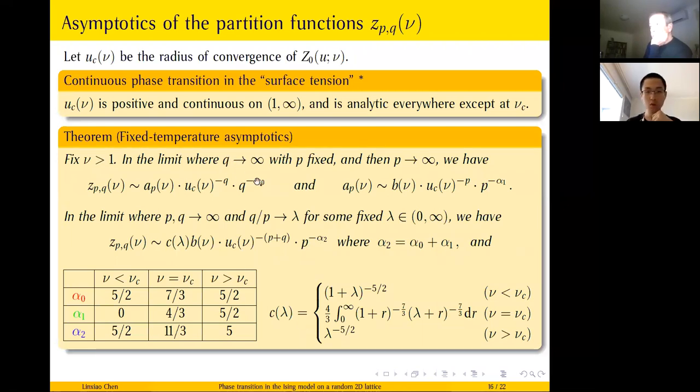Here I would like to emphasize the fact that even though our partition function depends on a continuous variable nu, the exponents alpha 0, alpha 1, and alpha 2 only depend on the phase in which the value of nu is. So it has a fixed value for all values of nu that are smaller than nu c, and for all values of nu that are larger than nu c, and it takes some other value when nu is equal to nu c. So again, a sign of phase transition at nu c.